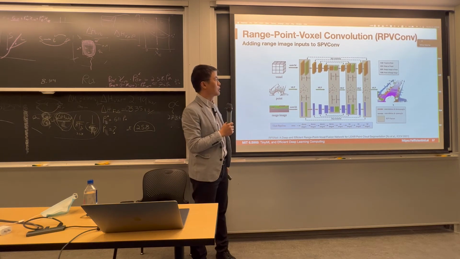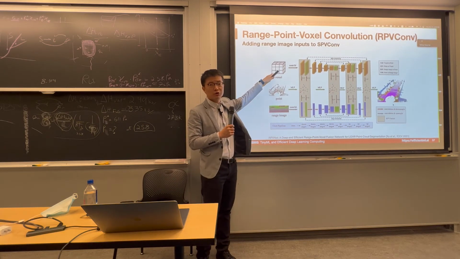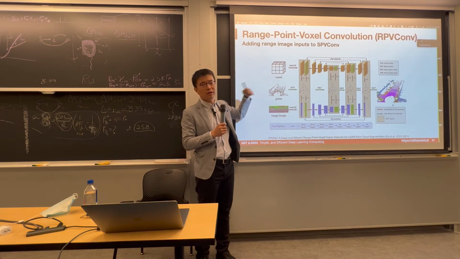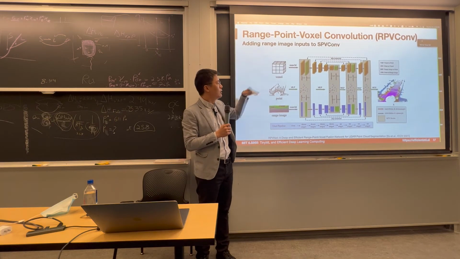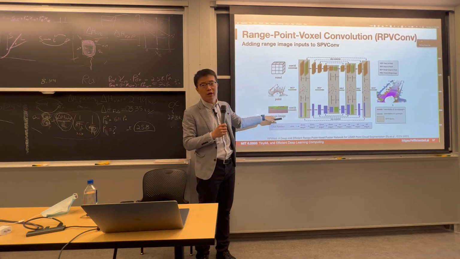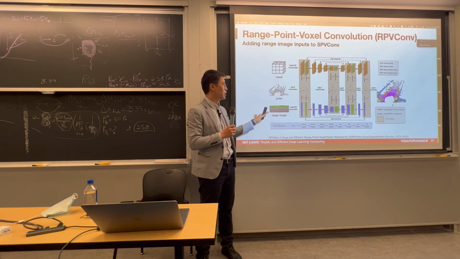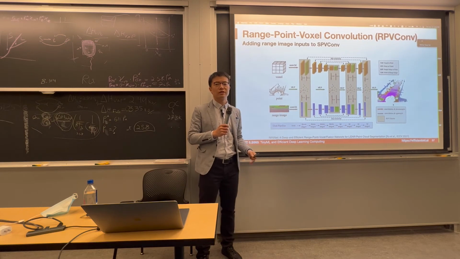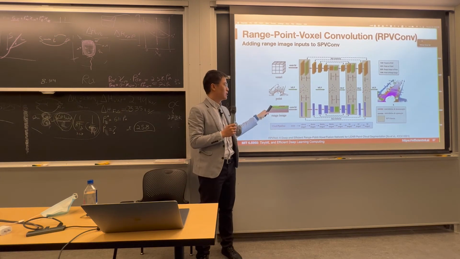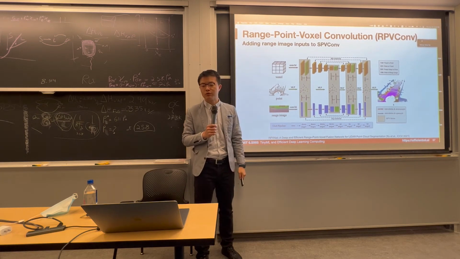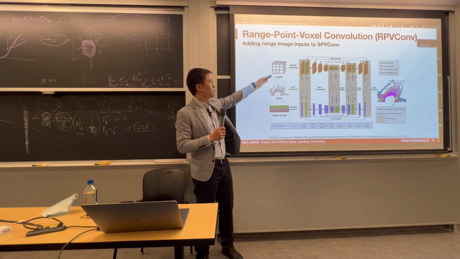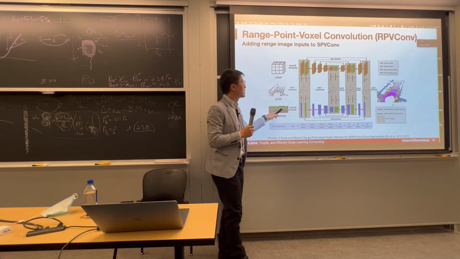RPV conv. Apart from the voxel branch and the point branch that we introduced just now, this work has another range image, which we introduced in the beginning of the lecture, right? We have the view from 0 to 360 degrees. It has some distortion, but it can project a 3D scene into a 2D image. Okay? And we are combining these three branches.